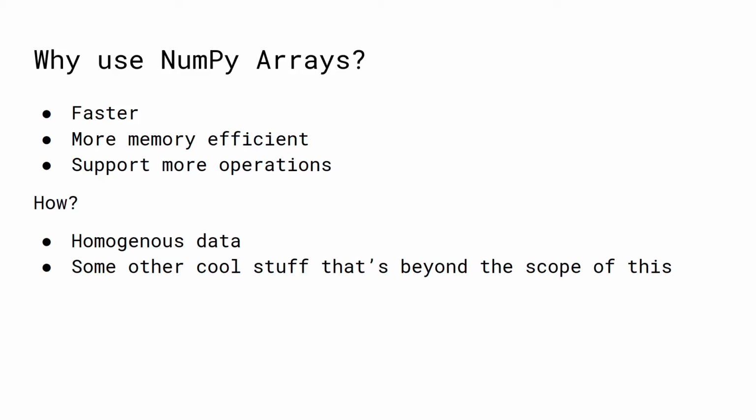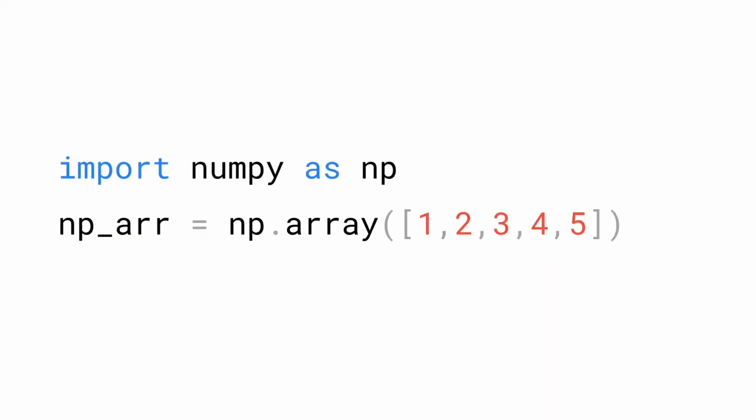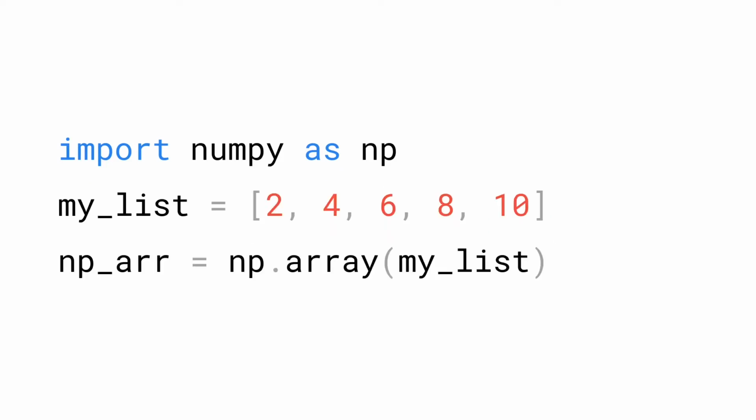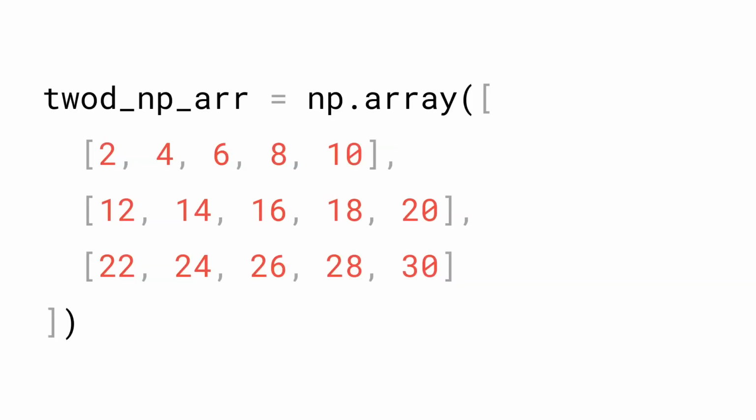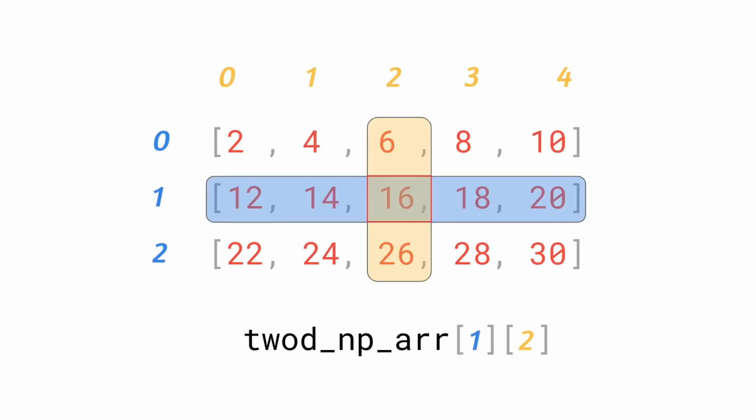Now, how do NumPy arrays do this? One way is that they keep data in arrays homogeneous, or of a single type. They also do some other cool stuff, but that's a bit advanced and beyond the scope of this. Anyway, creating a NumPy array is as simple as importing NumPy and typing np.array around a list of values. If you've created a list beforehand, you could also use a variable name for that as well. Creating a two-dimensional array is just as simple. You can access items in the same way as well.